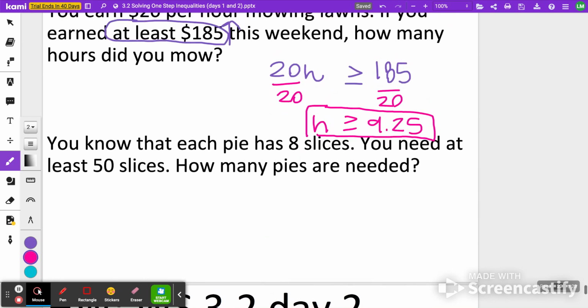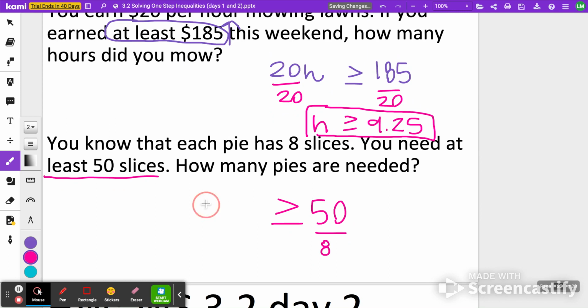You know that each pie has 8 slices and you need at least 50 slices. So again, at least 50 slices means greater than or equal to 50. How many pies are needed? Well, if I know that I need 50 slices and each pie has 8 slices, think about how you would try to solve this question. If I wanted to find out the number of pies I needed, I'm going to need to divide by 8, right? Because that's going to tell me each pie.